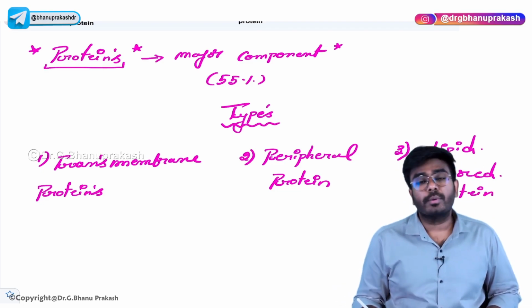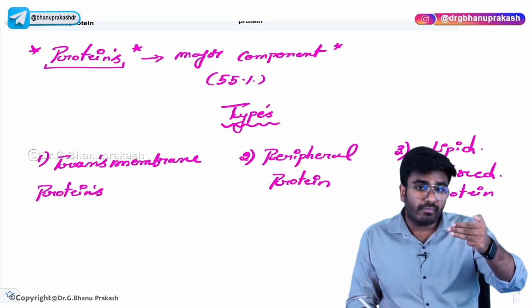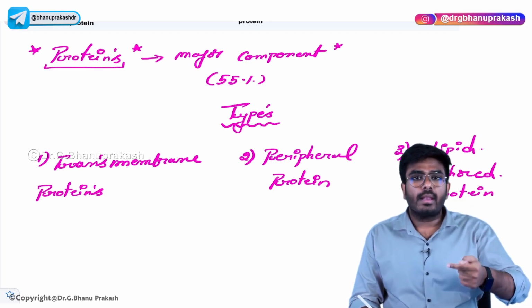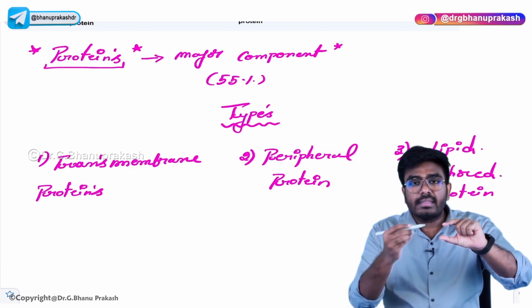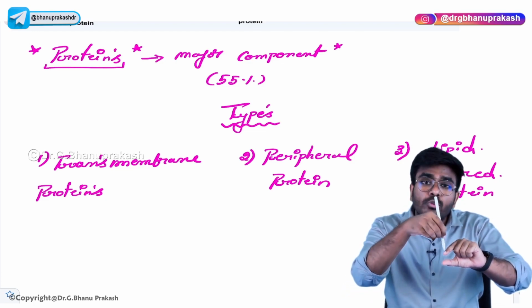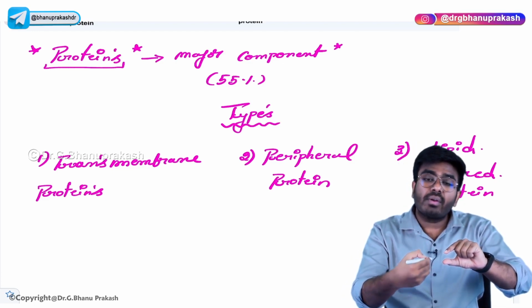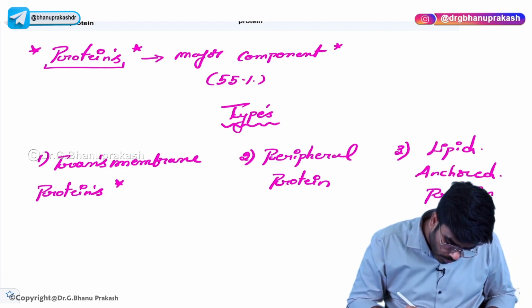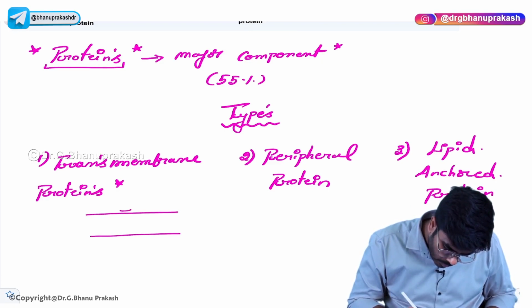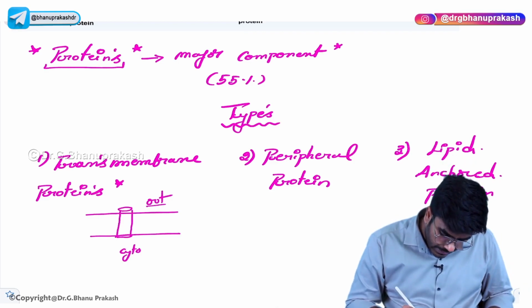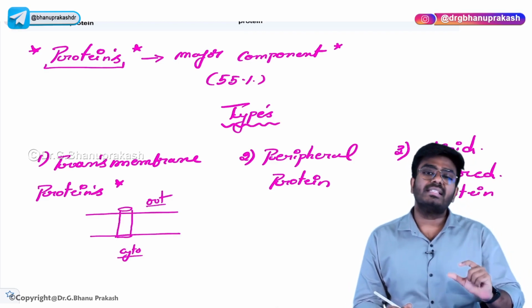Now, what does it mean by transmembrane proteins? Transmembrane proteins or integral proteins are the ones which pass throughout the length of the cell membrane. Throughout the thickness of the cell membrane, these proteins pass from outside to inside. They are extending from outside to inside, so they are called transmembrane proteins. If I have to show you the cell membrane something like this, these proteins extend from outside to the inside. Here is the cytoplasm, here is the outside environment of the cell. So from outside to inside, these proteins are called transmembrane proteins.